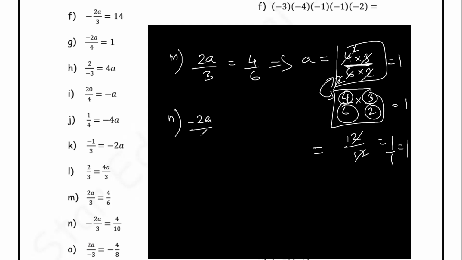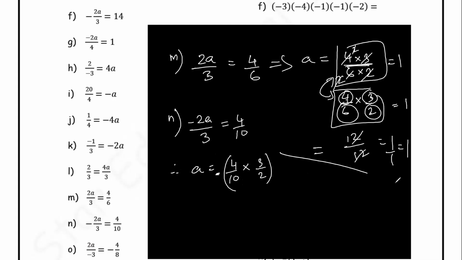Negative 2a over 3 is equal to 4 over 10. So therefore, a is equal to 4 over 10 into 3 over 2. And don't forget, the whole thing is negative. Just an explanation: if I've got 4 over 10 into 3 over negative 2, the whole thing becomes negative. Whether the negative is in the numerator or the denominator, the whole thing becomes negative. So negative comes on the outside.